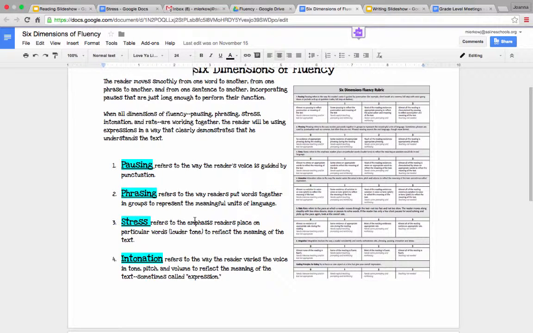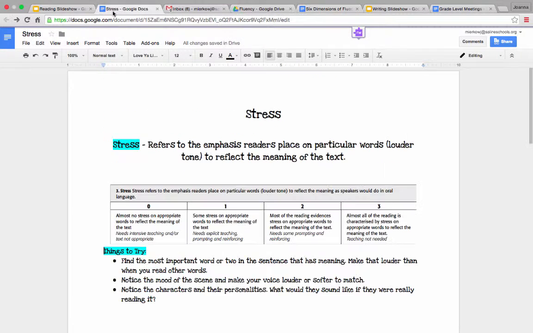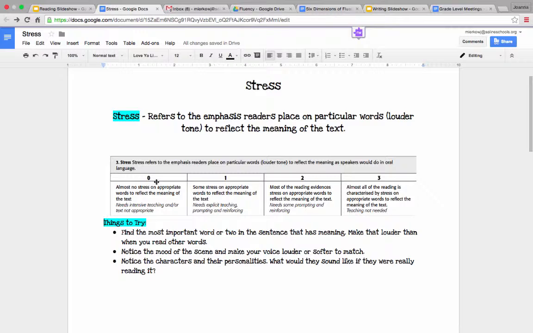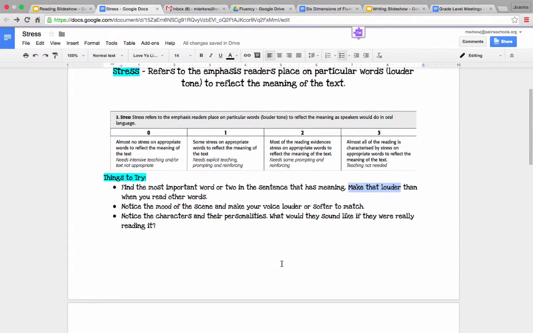So the emphasis readers place on particular words, sometimes having a louder tone to reflect the meaning of the text. And again, if we look at our rubric, of course, this is a 1, a 2, a 3, a 4. And some things to think about when you're thinking about which words to stress is you want to find the most important word or two in the sentence that has meaning. You want to make that louder than when you read other words. You also want to notice the mood of the scene and make your voice louder or softer to match. And you want to notice the characters and their personalities. What would they sound like if they were really reading it?